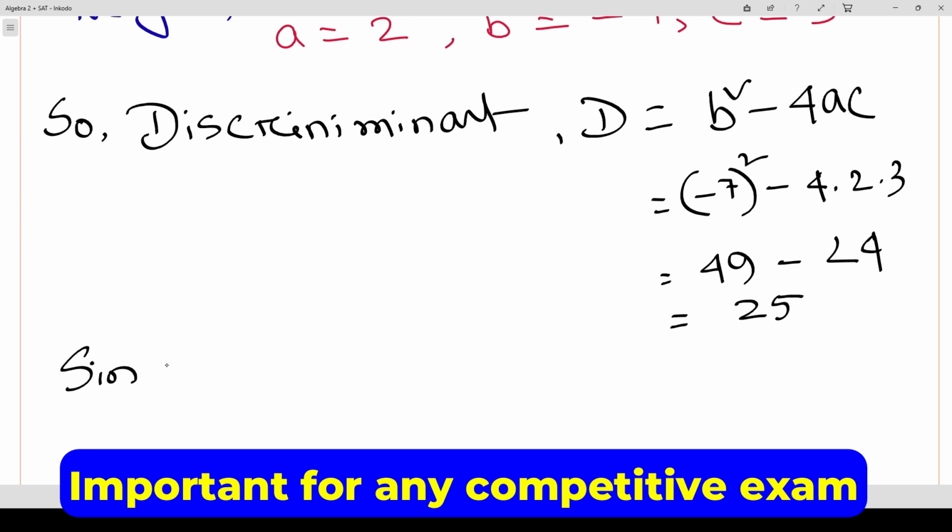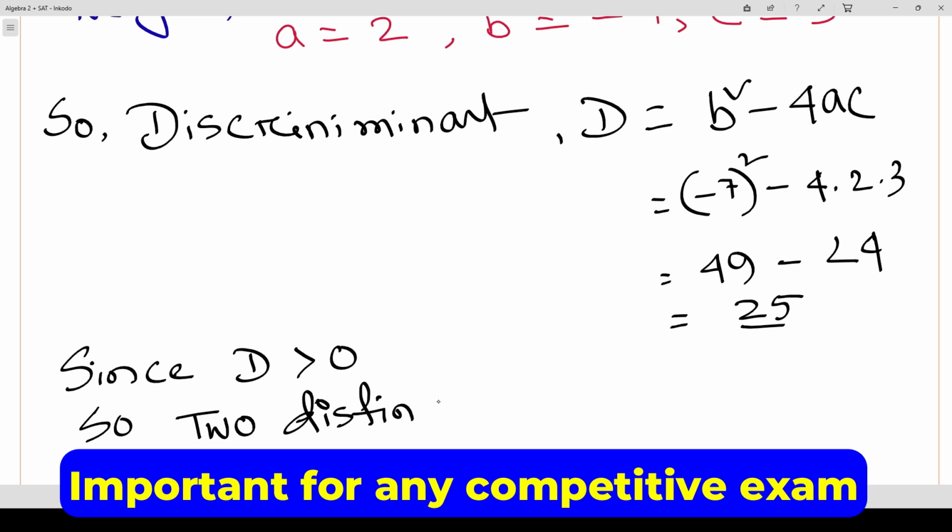So here it is 25, once we subtract 24 from 49. Hence, since D is greater than 0, because 25 is greater than 0, we can decide there are two distinct real roots once D is greater than 0.